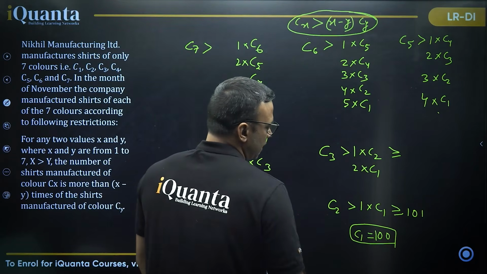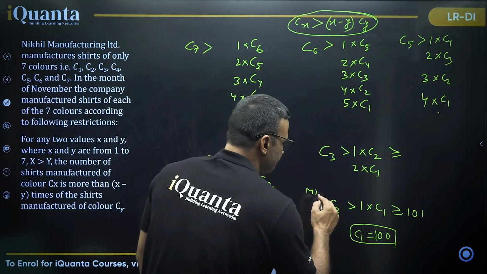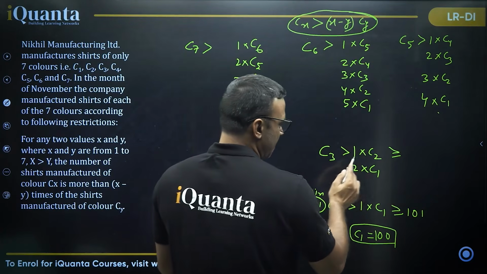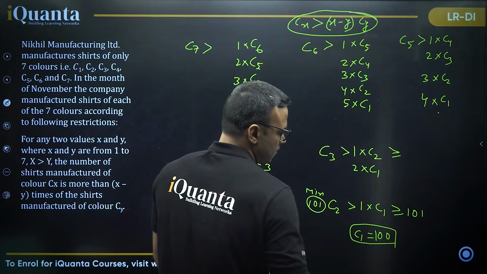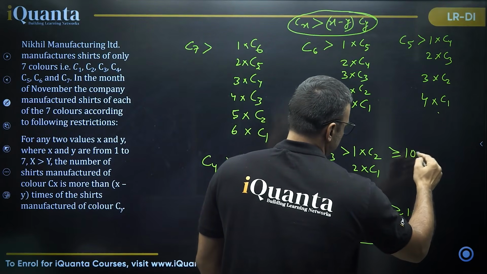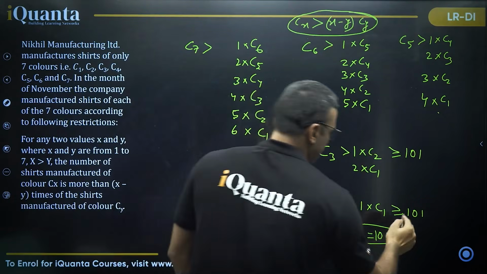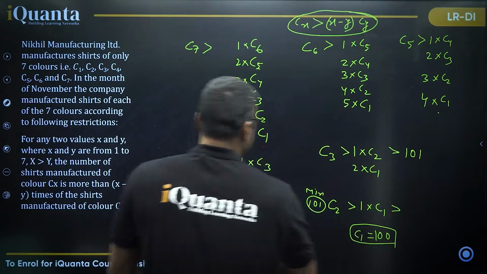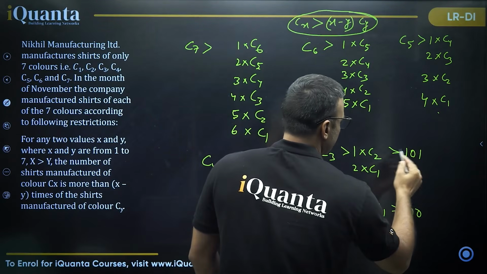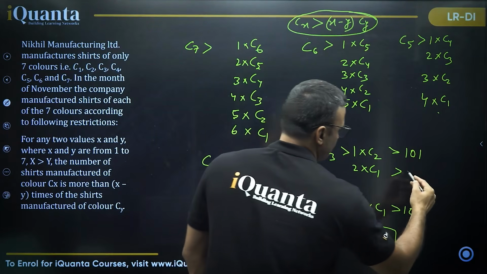In fact, what you can also do is just take minimum values. So the minimum value of C2 is 101. Now this has to be greater than 1 into C2. 1 into C2 is 1 into 1 into 101, that is 101. But you can't take equal, so let me remove that sign. Just hold on. I'll say it is greater than 100, greater than 101, and greater than 2 into C1, that is 200.